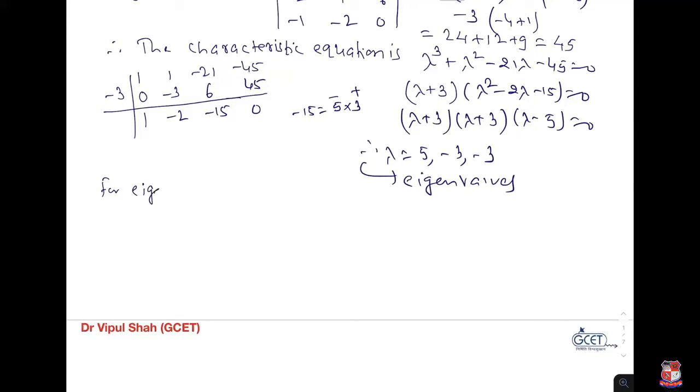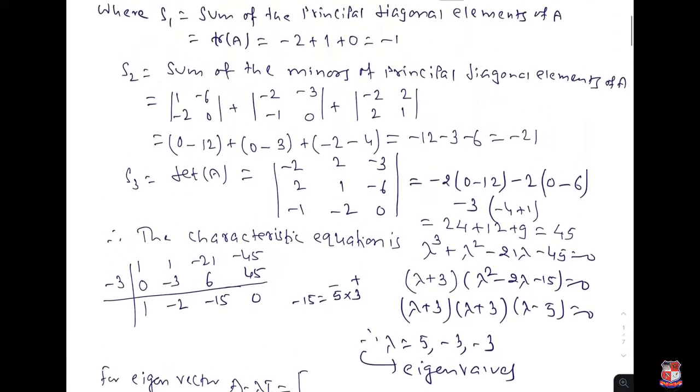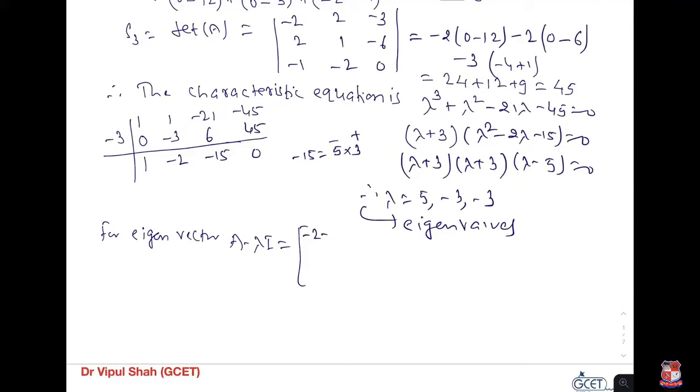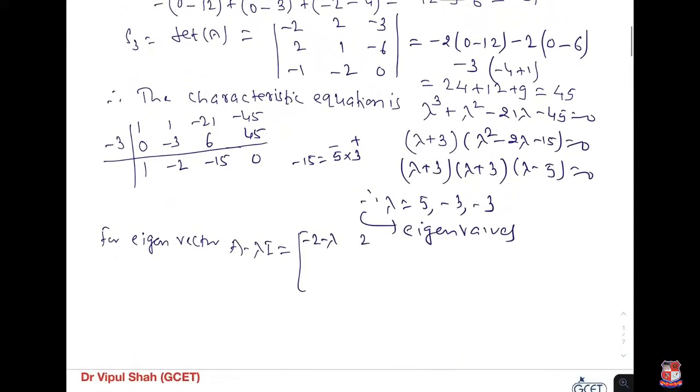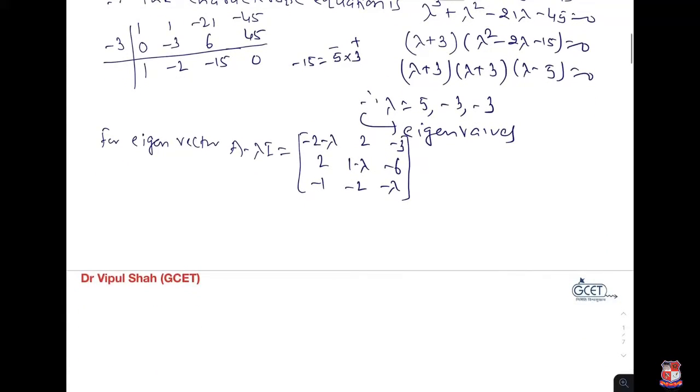So for the eigenvector, this is A minus lambda I, and so this is minus 2 minus lambda, then 2, minus 3, 2, 1 minus lambda, minus 6, minus 1, minus 2, 0 minus lambda. Okay. Now for lambda equal to 5.